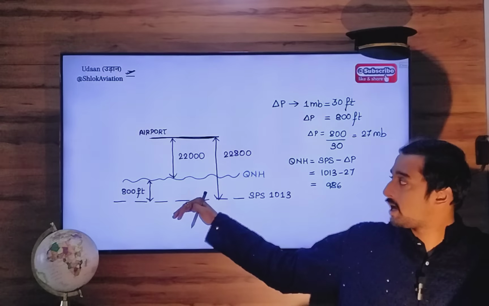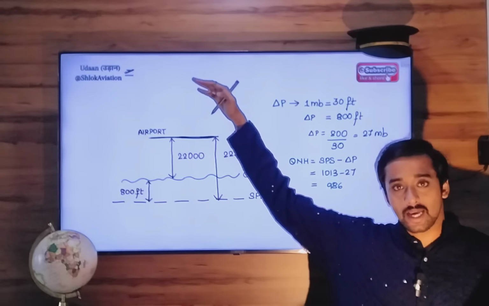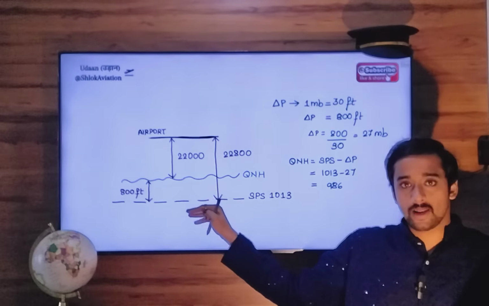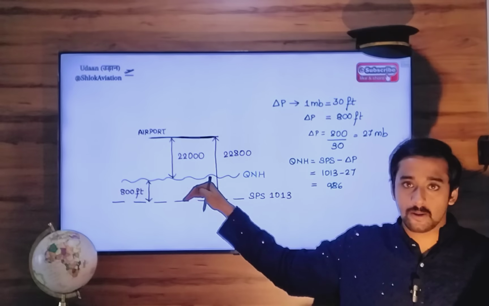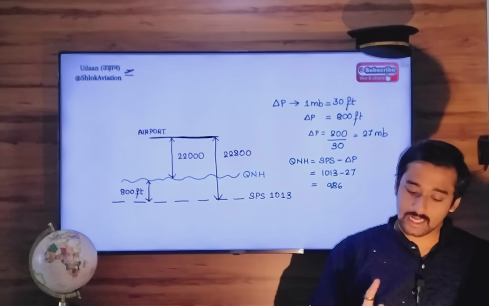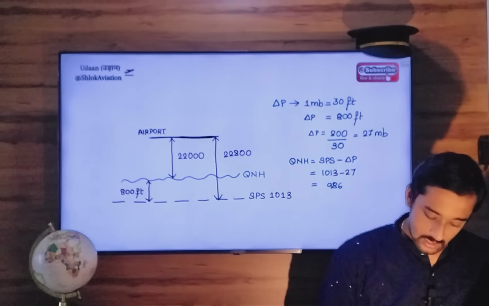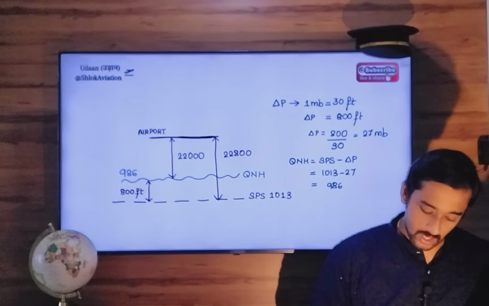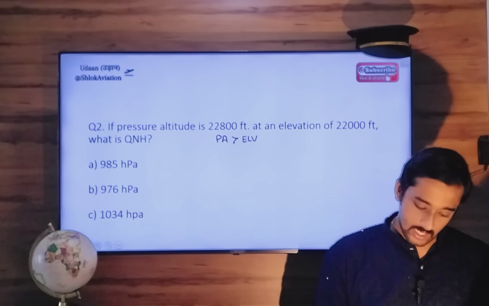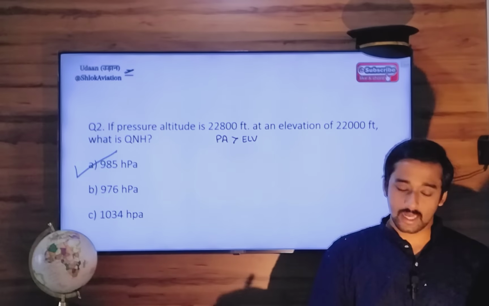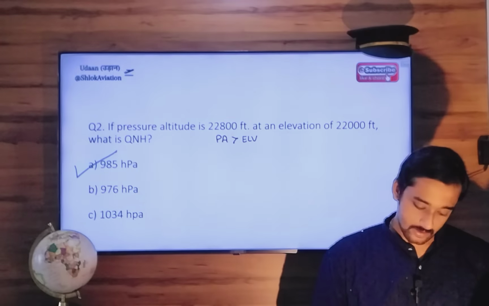As you go to higher levels, atmospheric pressure decreases. So the QNH pressure level is above the standard pressure setting datum. Therefore, its pressure value will be less than standard pressure setting. So here QNH is 986 millibar. So the correct answer here is approximately option A, 985, the closest option.